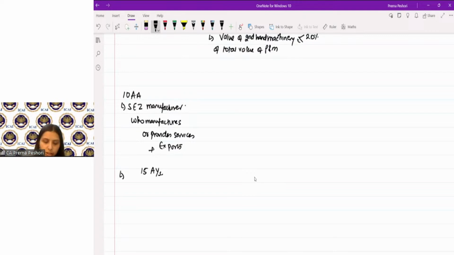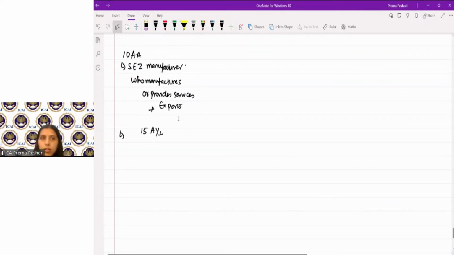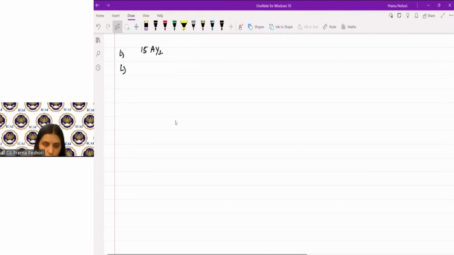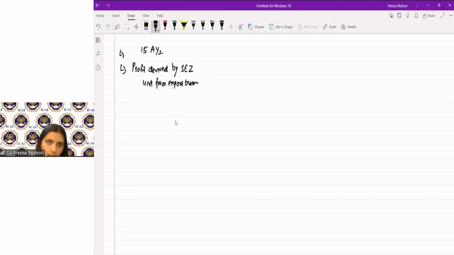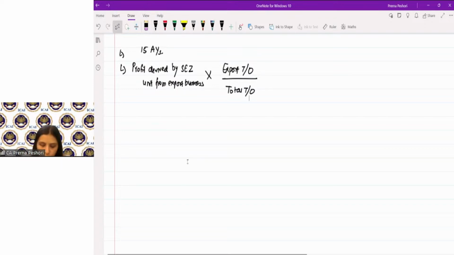beginning with the year in which manufacturing is started, and the quantum of deduction which is available over here is profit derived by the SEZ unit from export business into export turnover divided by total turnover. So this is the deduction which is provided.